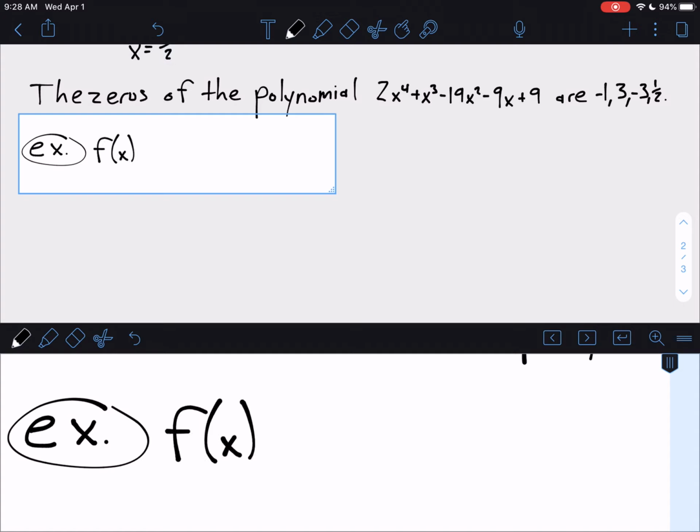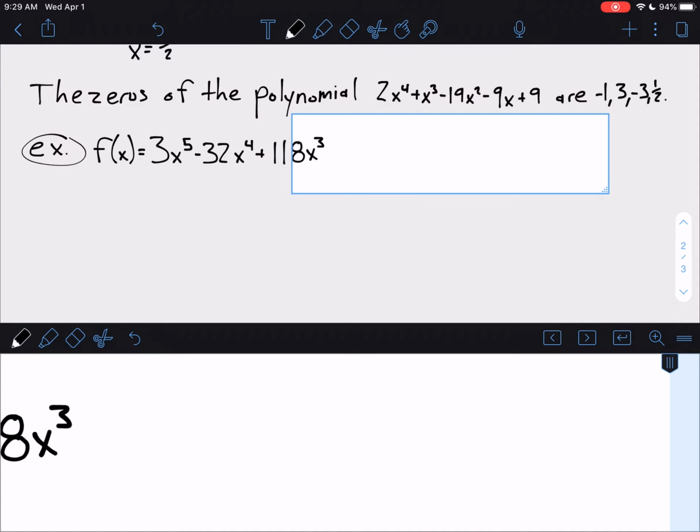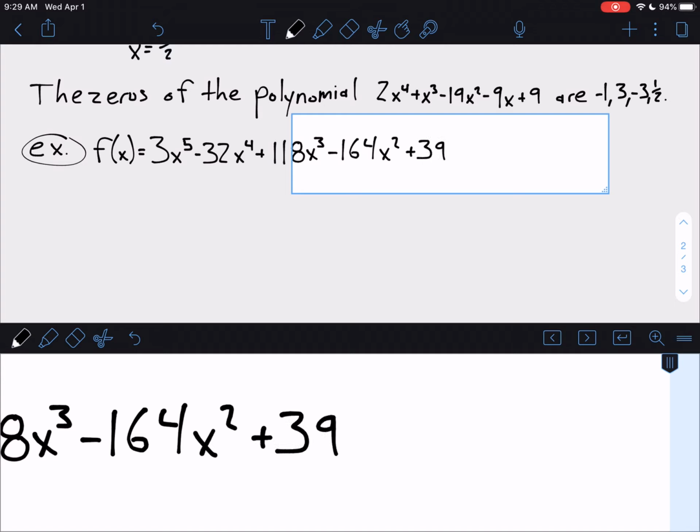Okay, so we got f of x equals 3x to the 5th minus 32x to the 4th plus 118x to the 3rd minus 164x squared plus 39x plus 36.